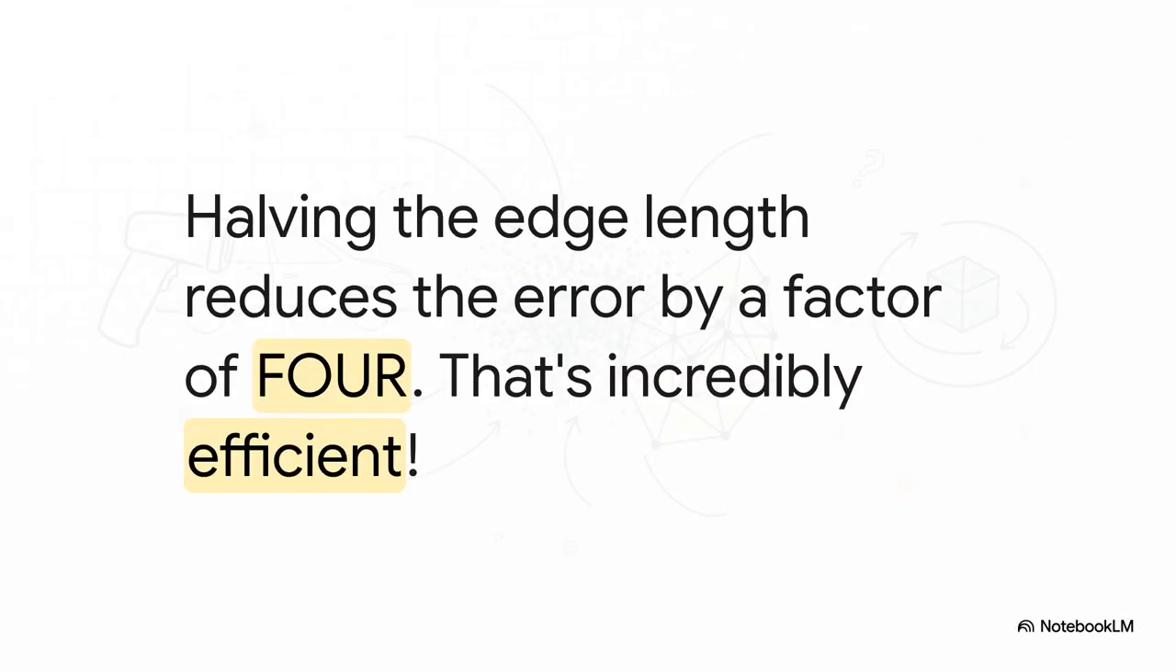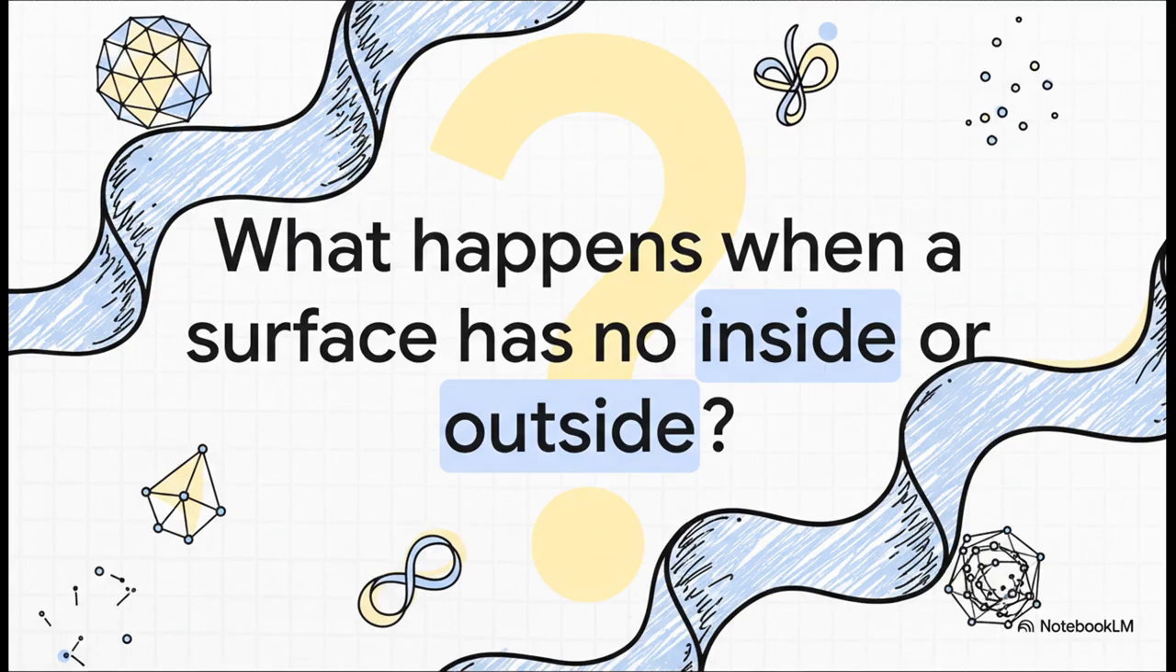And here's the key takeaway, the secret sauce. For meshes, when you double the detail by, say, halving the edge length, you don't just cut the error in half, you reduce it by a factor of 4. It's a mathematical principle called quadratic convergence, and it's exactly why meshes are so fantastic at representing complex, smooth surfaces, like the statue of David, without needing an infinite amount of data. It's just incredibly efficient.